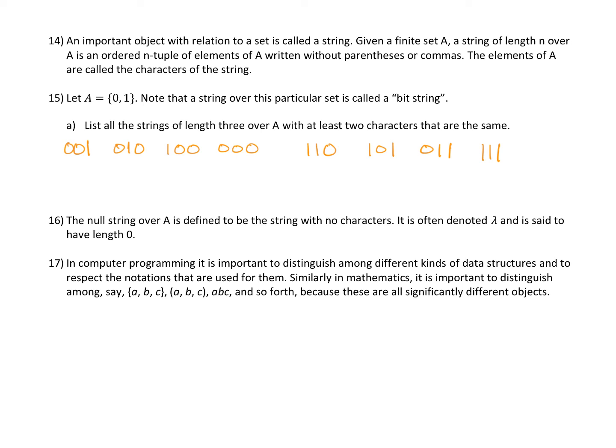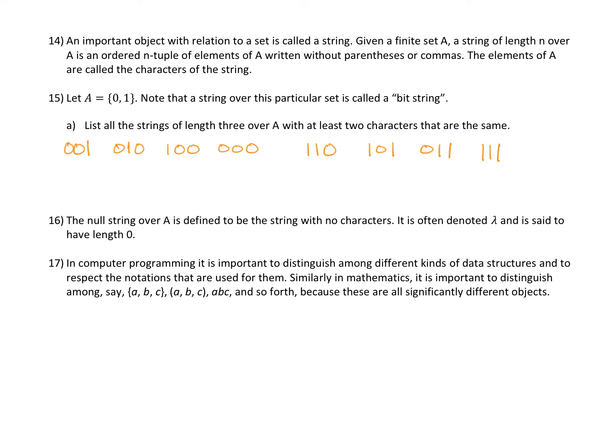Okay, so the null string over A is defined to be the string with no characters. So like you don't write anything down, it's called the null string. It's often denoted lambda, and we say it has length 0. So these guys all have length 3 because there are 3 elements in the string. If you don't write a string down, it has length 0 because there are no elements in it.